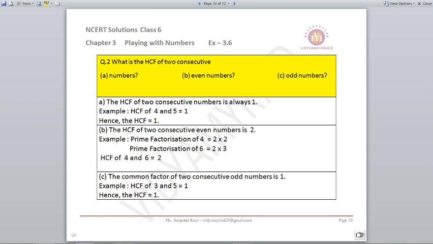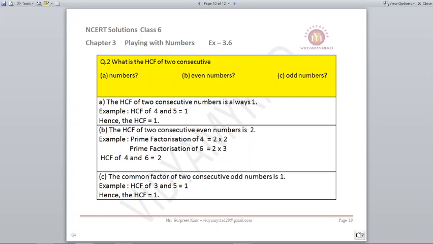Question number 2. What is the HCF of 2 consecutive numbers? Now suppose here I have taken numbers 4 and 5. What will be the HCF? There is nothing common in between them. 4 is 2 into 2 and 5 is 1 into 5. So only common between them is 1. So HCF is 1.